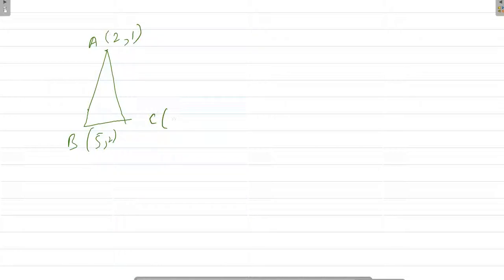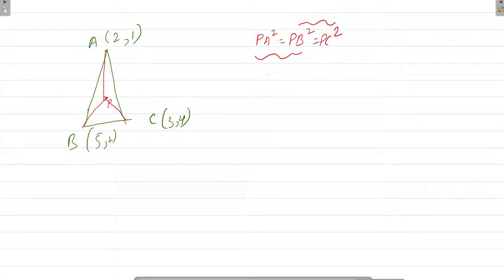As given in the question, we have a triangle, and in the triangle we have three coordinates. A is (2, 1), B is (5, 2) and C is (3, 4). Let's say the circumcenter is somewhere here, which is P. If I join P to A, P to B and P to C, they are all equal. So I can say that PA square equals PB square equals PC square. Then I will solve first these two, then these two, and generate two equations, and then we solve these two equations.